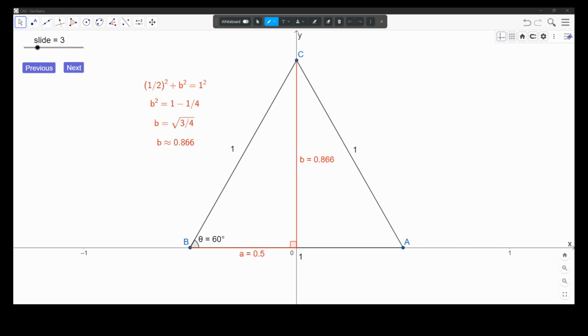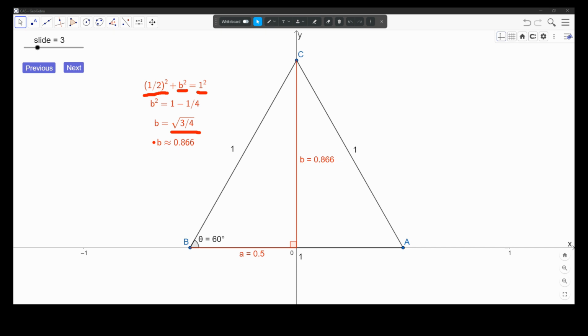Then we apply the Pythagorean theorem. So we have A squared plus B squared, the unknown value, is going to be equal to 1 squared. And then with a little bit of algebra, we arrive at the value for B. Now, it's going to be important later that we had to compute the square root of 3 in this calculation. Okay? Now, I want you to hold on to that fact.